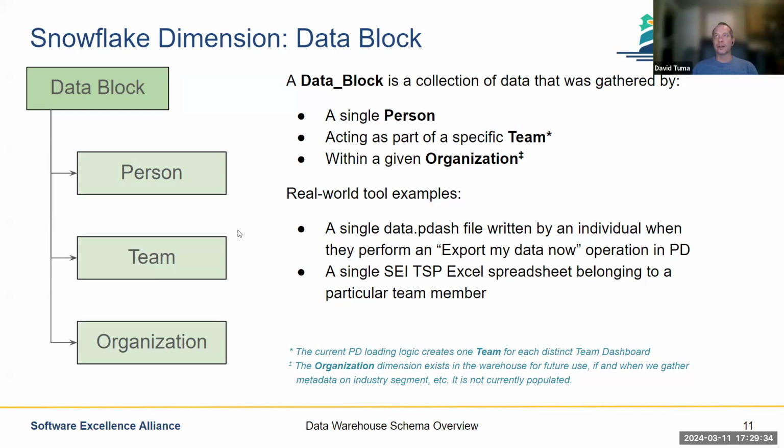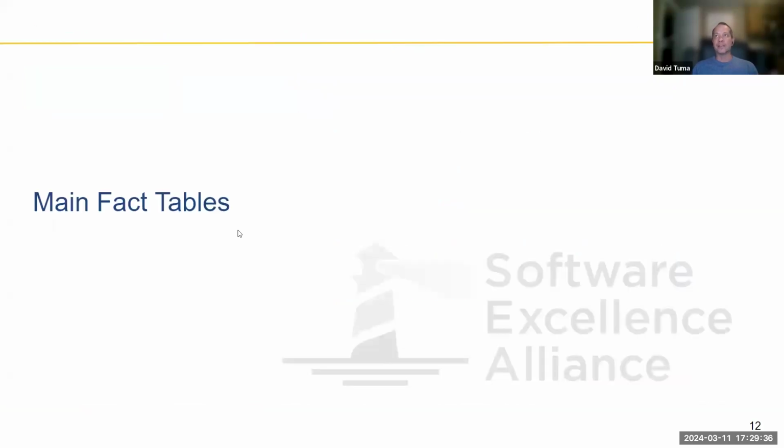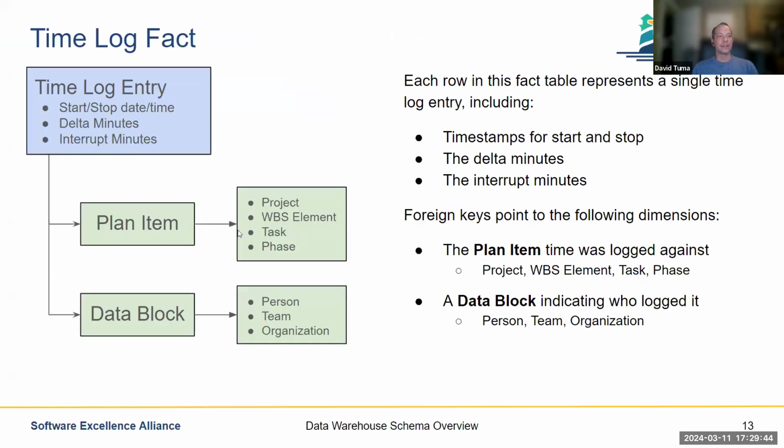Okay, so moving right along, that covers the main dimensions. And so now I want to talk about some of the bigger, more important fact tables that we might be interested in looking at. The first one, I kind of showed an example of it before, which is the time log fact table. Now, the time log fact table points to the two snowflake dimensions that I just covered, the plan item and the data block.